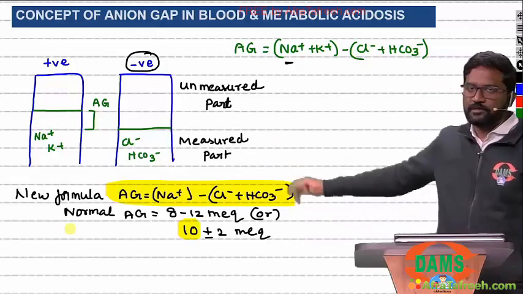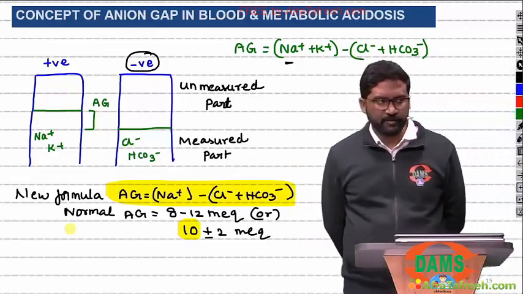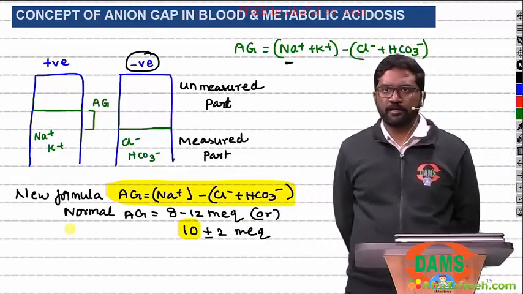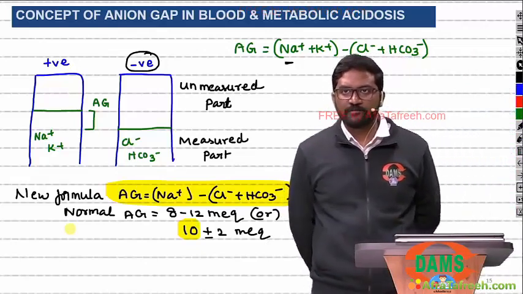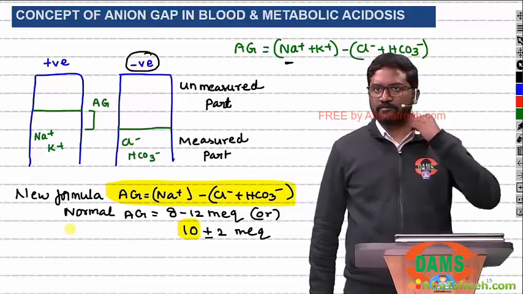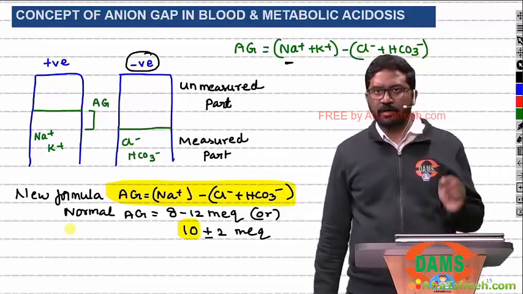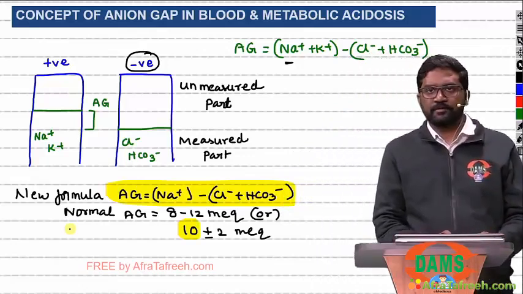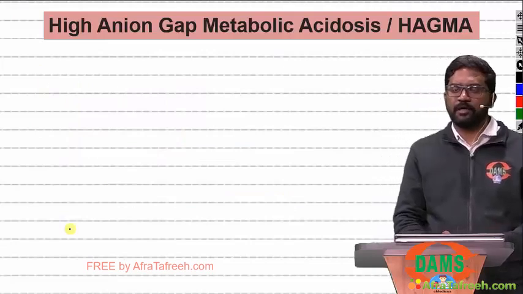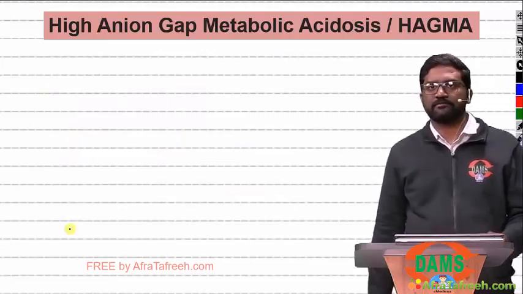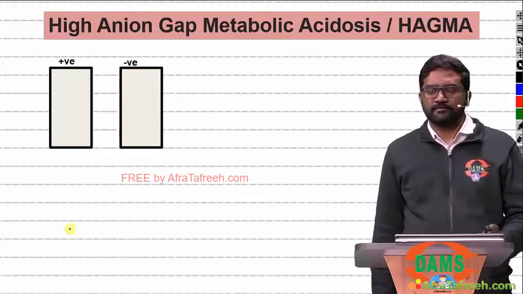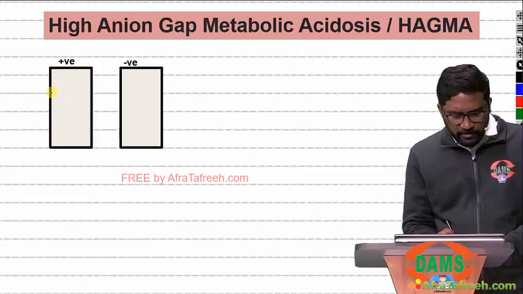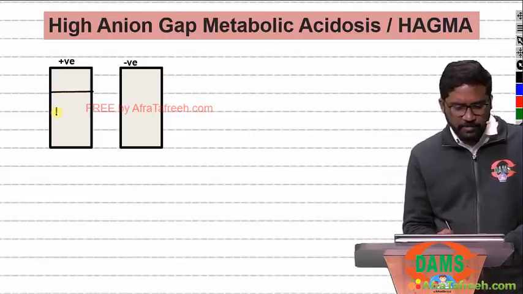Now this is something routinely happening in all of our bodies. In all of our bodies, between measured positives and measured negatives, there is a significant gap. What is that significant gap referred to as? Anion gap. Now let us see its relevance in metabolic acidosis. We have high anion gap metabolic acidosis. Again the same compartments, a positive compartment and a negative compartment. The positive compartment is predominantly made up of sodium.